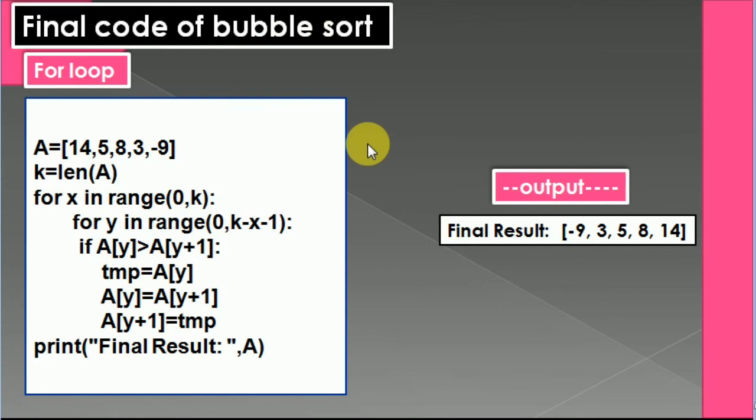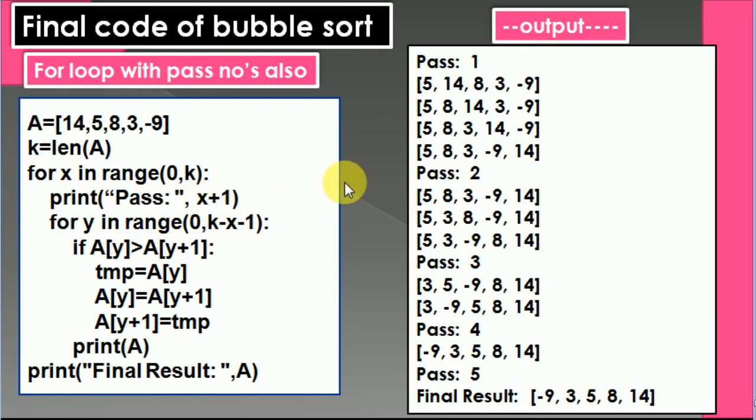If the question is to only write the coding of the bubble sort, you have to write it down like this. And if the question comes that you have to show the passes, for example if on a paper the question says show the first two passes, you have to show the first two passes of this bubble sort.